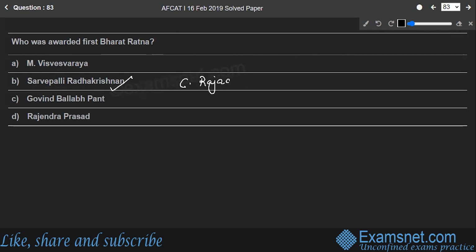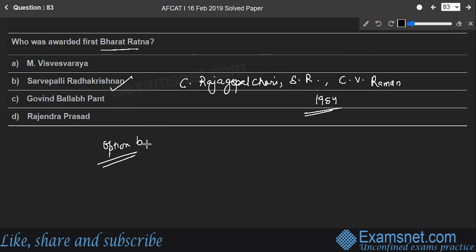Rajagopalachari, S.R. that is Sarvepalli Radhakrishnan, C.V. Raman were awarded the Bharat Ratna Award in the year 1954 after the effect of the Constitution. So they were awarded out of these four options. Sarvepalli Radhakrishnan was the one who was awarded the first Bharat Ratna. Option B is the correct answer to this question.